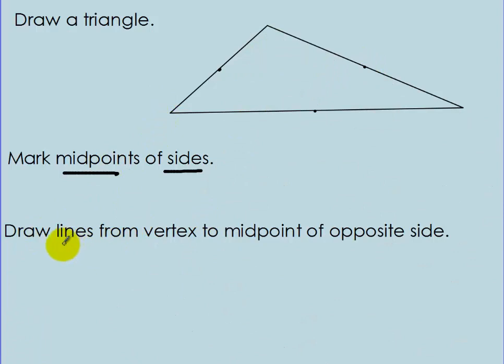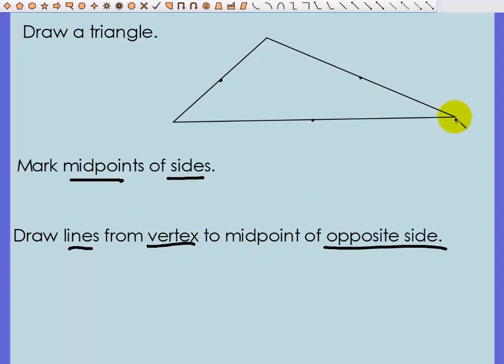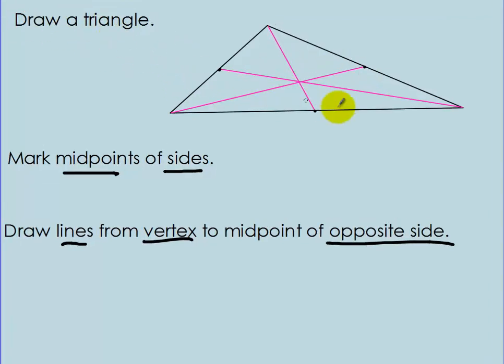Now, I want to draw lines from each vertex to the midpoint of the opposite side. So I'm going to draw these lines, and here's what it looks like. A vertex to the midpoint on the opposite side, a vertex to the midpoint, and a vertex to the midpoint. So you should get a shape that kind of looks like mine. There should be three lines in the middle.